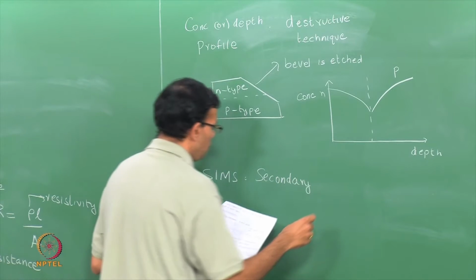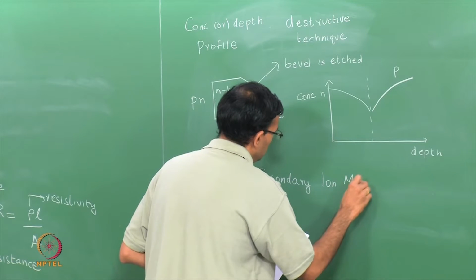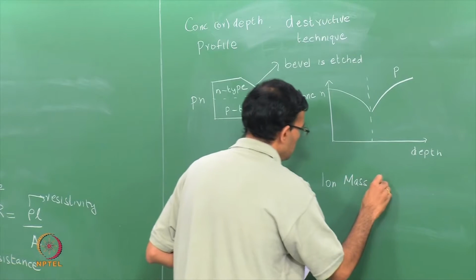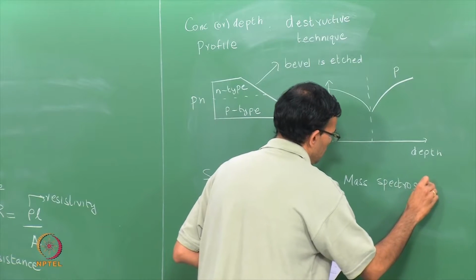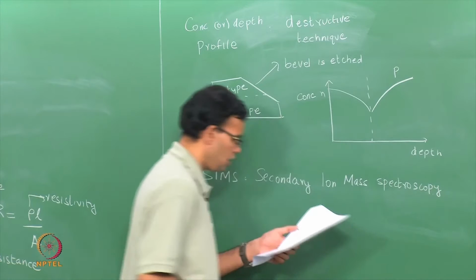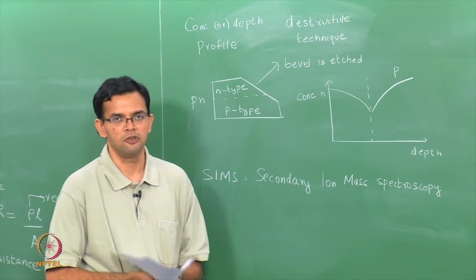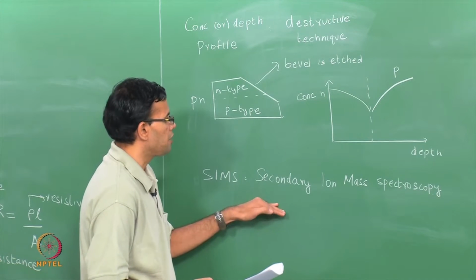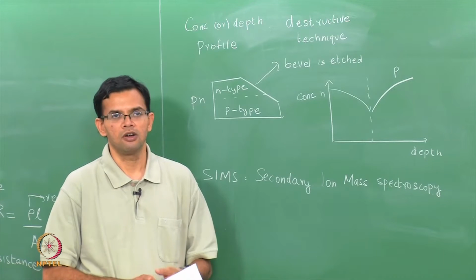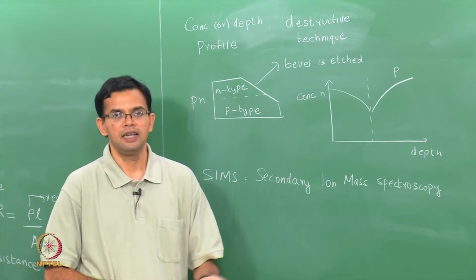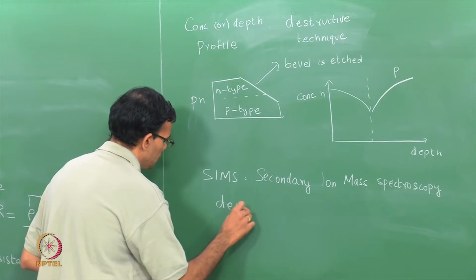Another technique for measuring dopant profiles is called SIMS, which is secondary ion mass spectrometer or mass spectroscopy. This is again a technique for measuring the concentration of dopants. It is much more accurate than the bevel technique, because you directly measure the concentration, but it is again a destructive technique and it is a lot slower.